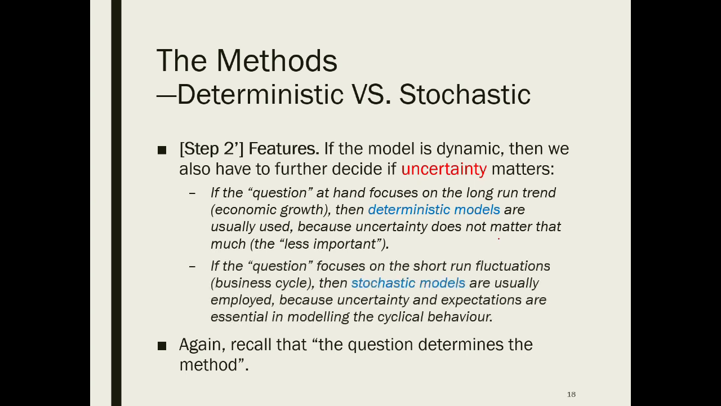However, if we are discussing short-run business cycles, then uncertainties do matter for people's decision-making. In this case, we usually choose stochastic models to take into account the role of people's expectations under uncertainties. To recap, recall that the question determines the method, so don't forget why we are setting up models, because we are trying to solve a specific question.